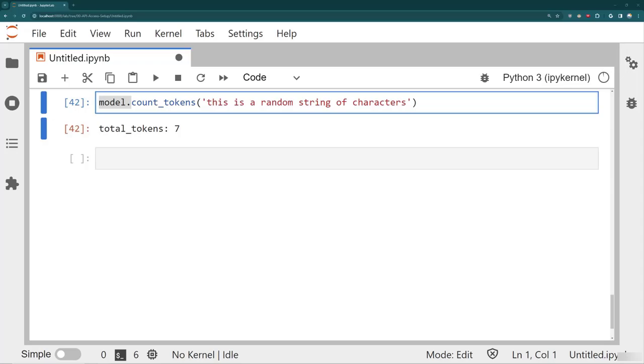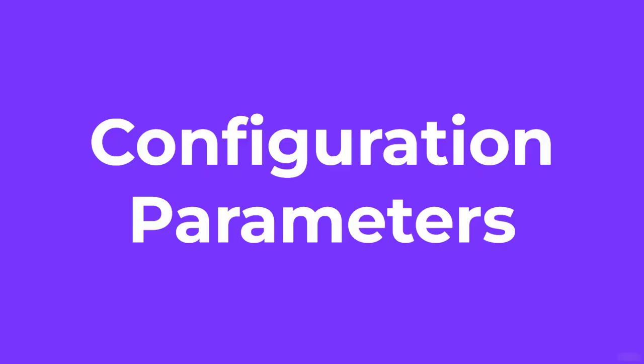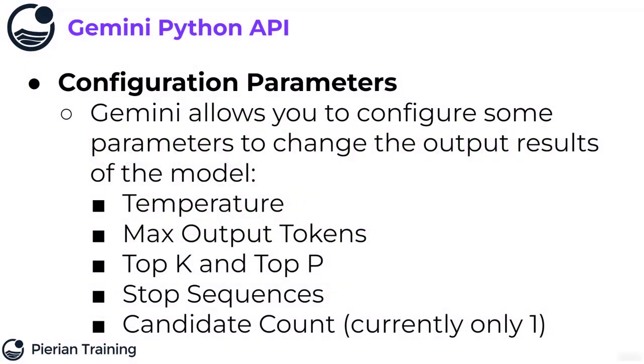Welcome everyone. To complete this section of the course, let's discuss configuration parameters. Gemini allows you to configure some parameters to change the output results of the model. These parameters include temperature, max output tokens, top K and top P, stop sequences, and then candidate count. I should note that at the time of this filming, candidate count can only be a value of 1. So let's explore these parameters in a little more detail.